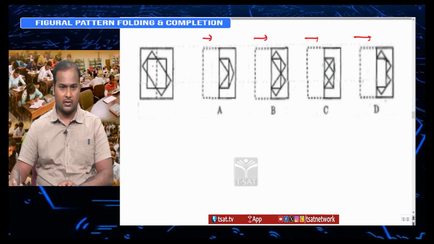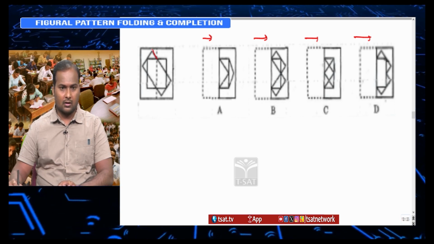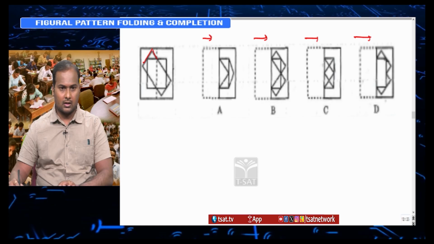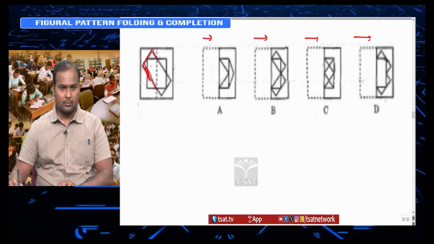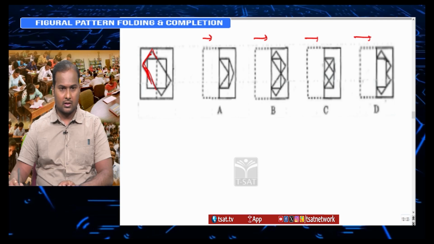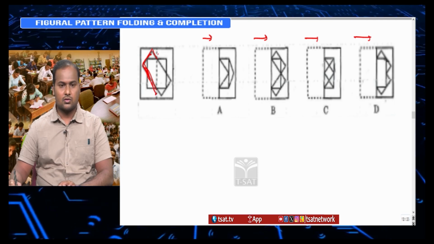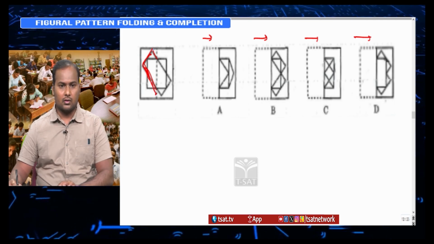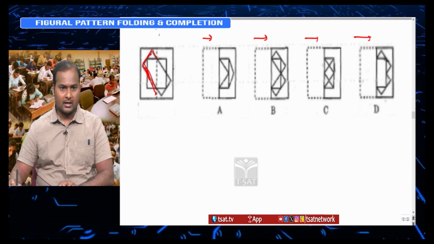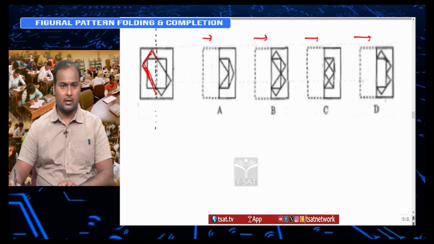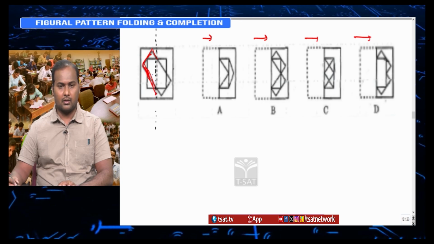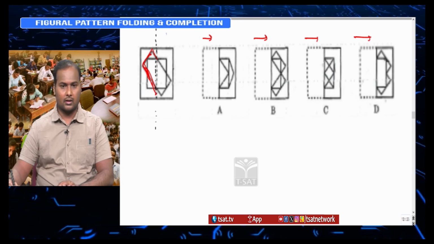For example, whatever diagram I am drawing in red, that red-colored part will change. The remaining will be as it is. So what am I going to do? I know that this particular line, the center, acts as a mirror. Whatever is near the mirror, keep near the mirror. Whatever is away from the mirror, keep away from the mirror. You will get the answer.